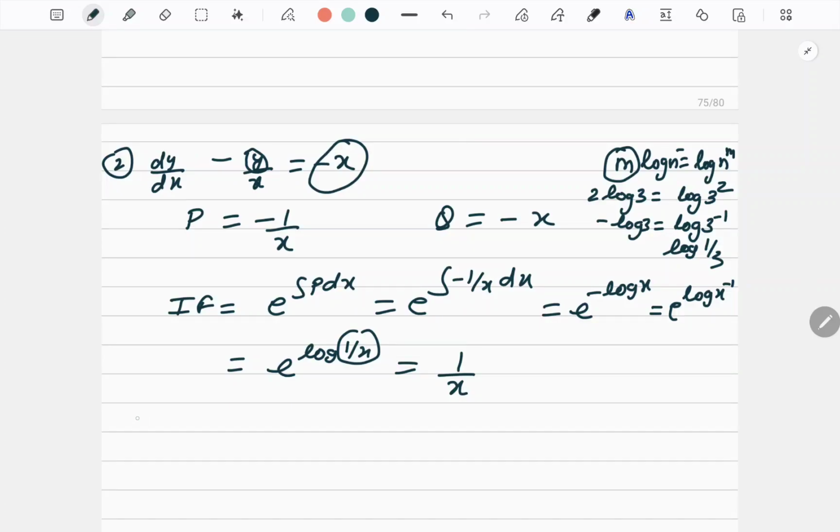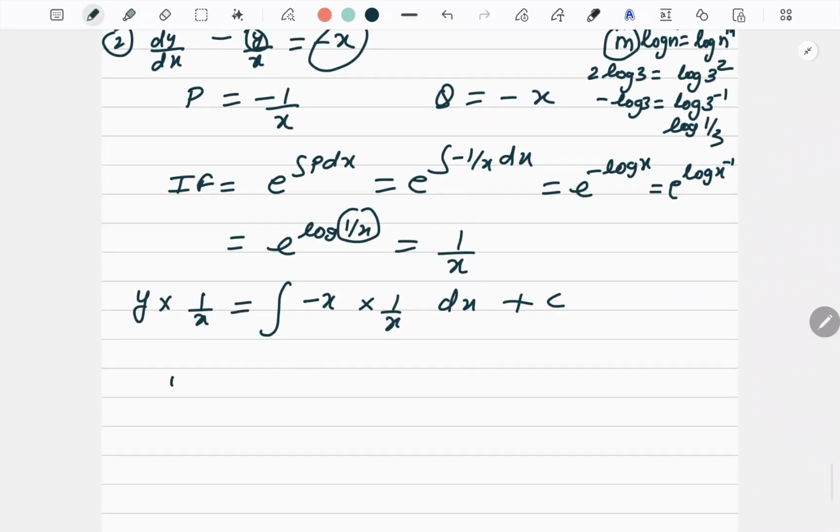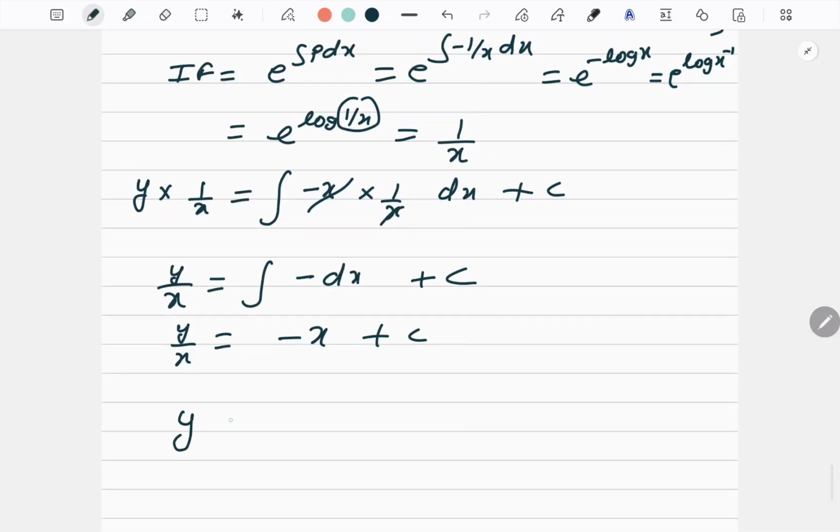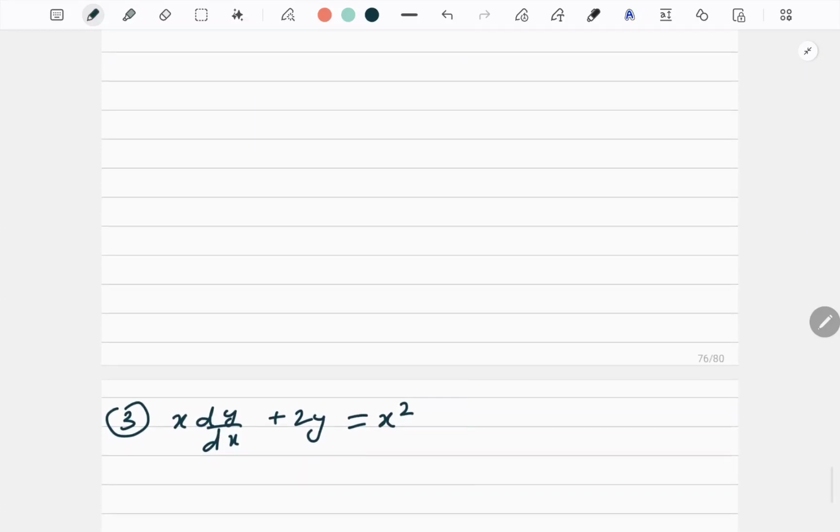Now how will you write the solution? Y into integrating factor is equal to integration q into integrating factor dx plus c. Right? So this becomes y by x is equal to integration of minus dx, this x and this x got cancelled, plus c. So y by x is equal to minus x plus c, or y is equal to minus x square plus cx as my answer. Okay, let's move to the next question.